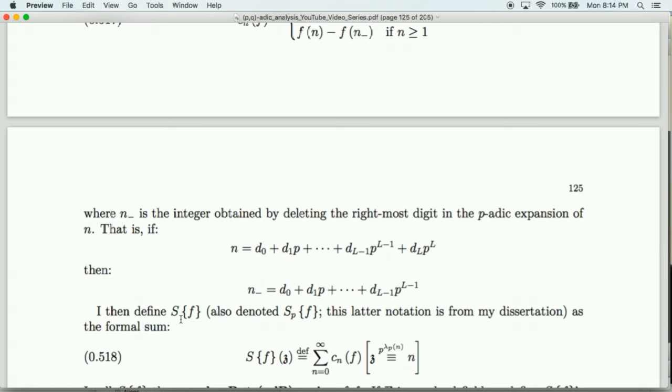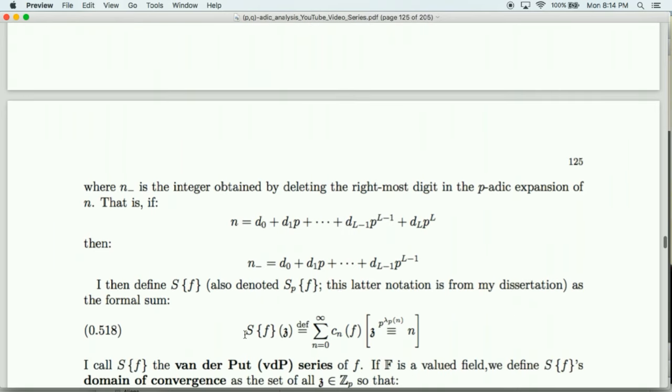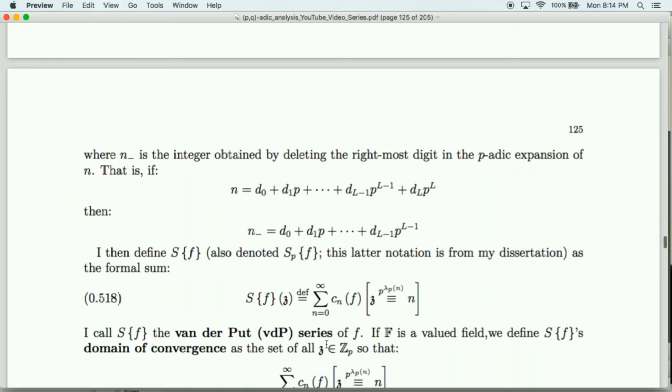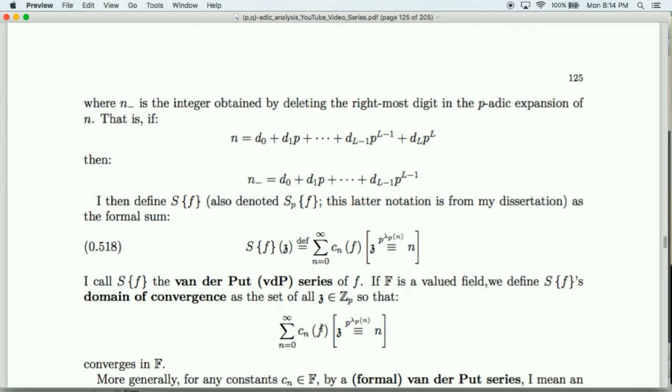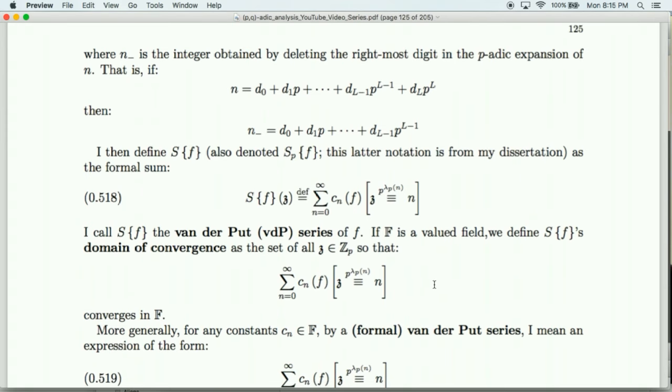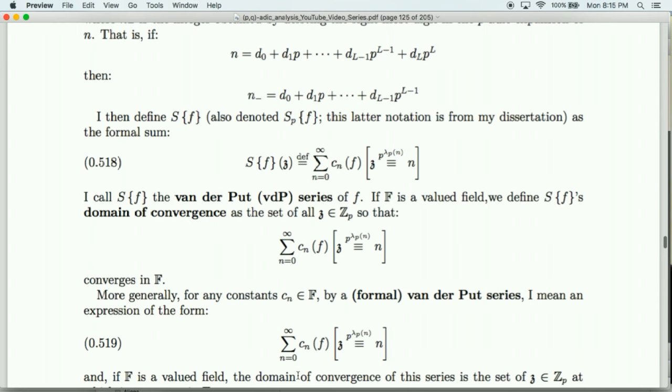I then define S(f), also written S_p(f), and I use this notation in my dissertation. I'm going to denote this as the formal sum, where we multiply the nth van der Put coefficient by the nth van der Put basis function. I call this the van der Put series of f. At first, it's just a purely formal sum, much like the Fourier series that we started with in episode 1. If F is a valued field, I will then define the domain of convergence of S(f) as the set of all p-adic integers z such that this series converges in the topology of F. Here, F should be a metrically complete valued field. More generally, I call expressions of this form van der Put series.